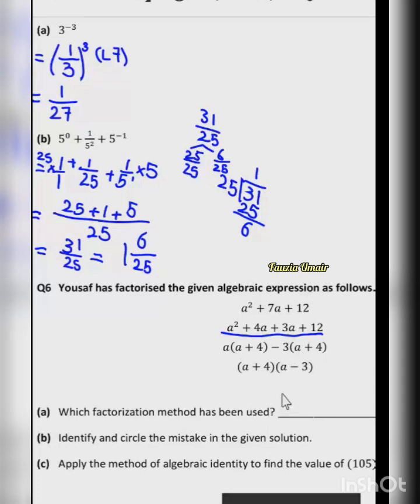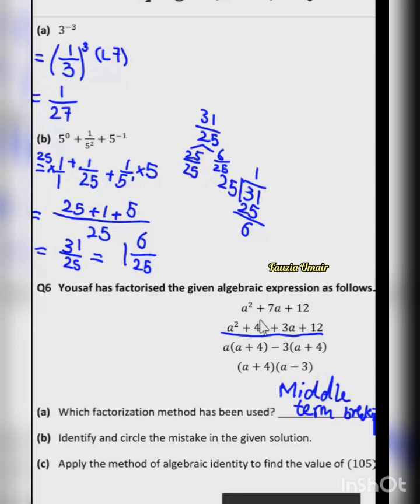Very nice. So the first part's answer is that, and that's why I'm emphasizing the names of the methods also. Yesterday we discussed taking the common out. Today there is the middle term breaking method. So you need to write down the name of the method, middle term breaking. Okay. So this is basically the method which is used in this second step. So now, is there any mistake in the middle term breaking method?